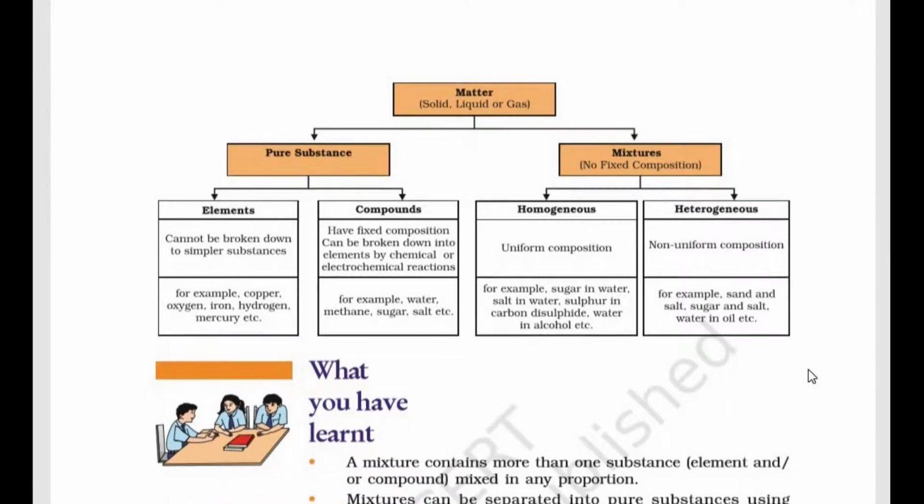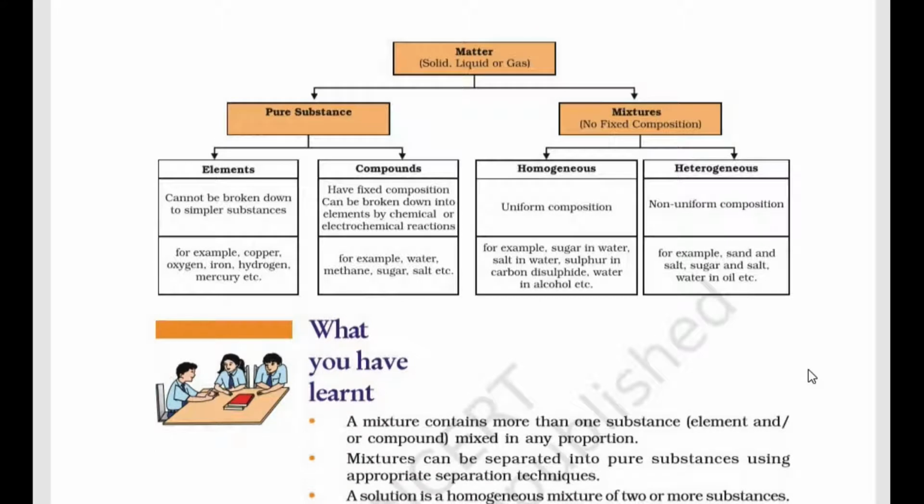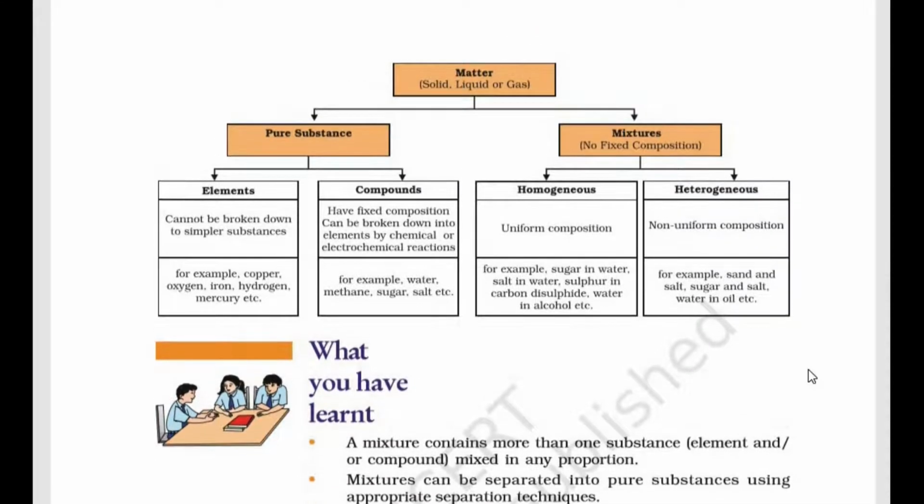Now moving towards the physical and chemical nature of matter, here we are provided a table in which we can easily classify matter. So matter has three phases: solids, liquids and gases. And matter can be classified into two types: pure substances and mixtures. Now pure substances can be further subdivided into two types: element and compound.